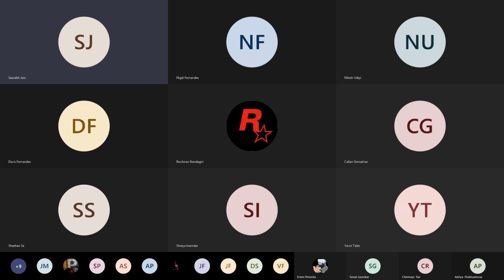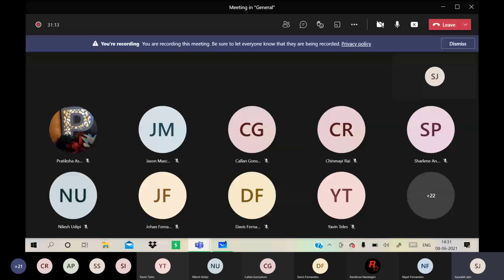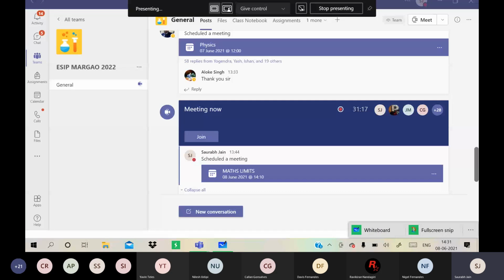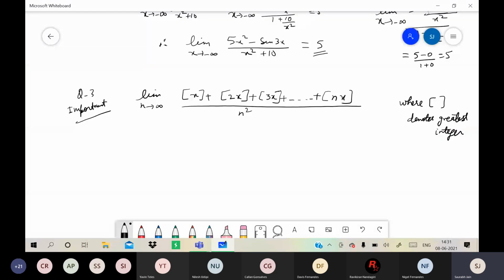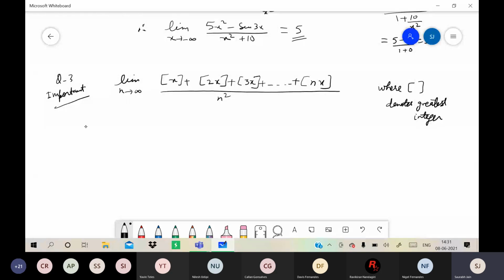See, in this question, first of all, you need to create an inequality. Direct value putting is of no use. What result are we talking about? The one that we studied in functions, and that is this result. This we have already discussed.